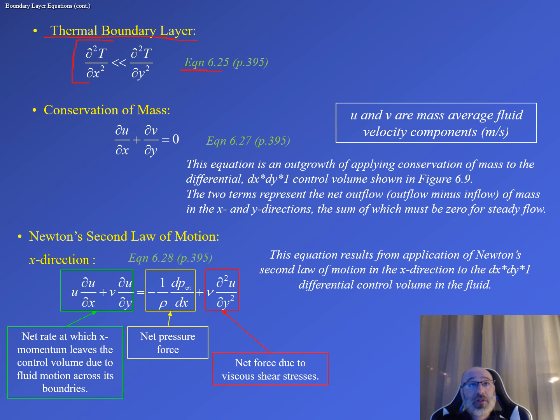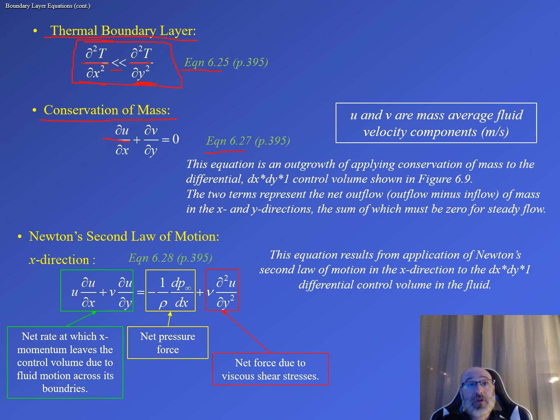We have these partial differentials right here. Our delta squared T over delta X squared is much less than our delta squared T over delta Y squared. So again, the X direction is going to be much less than the Y direction. Moving on from there, we can now take a look at our conservation of mass, and this relates to equation 6.27 in our textbook.